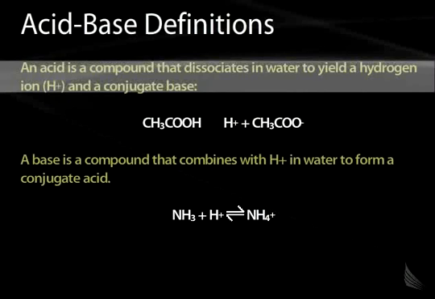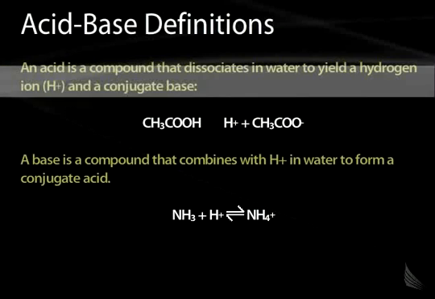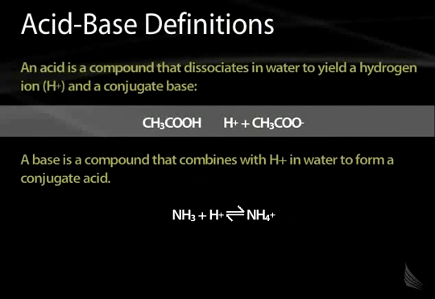An acid is a compound that, when placed in water, dissociates to yield a hydrogen ion and a conjugate base. For example, what we show here is acetic acid. It has a carboxylic acid group, the COOH, and when it's placed in water, the hydrogen comes off as a proton and leaves a negatively charged acetate molecule behind. The acetate is the conjugate base.